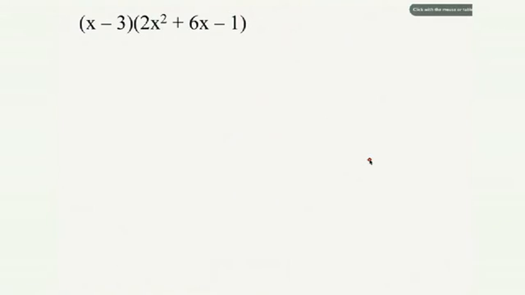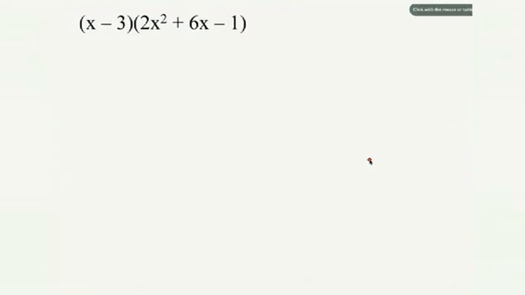All right, let's look at this problem. Again, this problem is a little bit longer, but we're going to do it exactly the same way. Don't try to do too many steps at once. Just take it piece by piece. All right, so x minus 3 times 2x squared plus 6x minus 1.